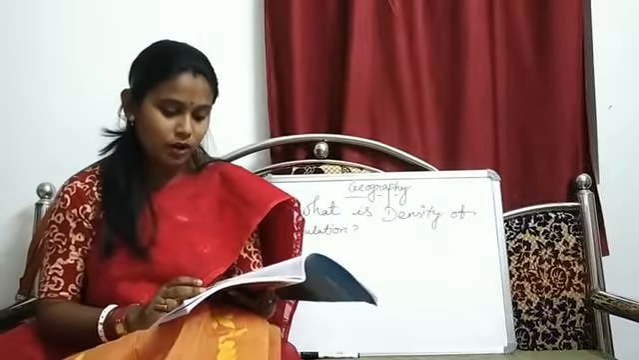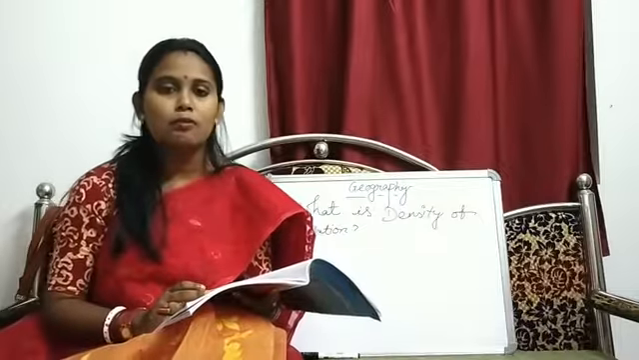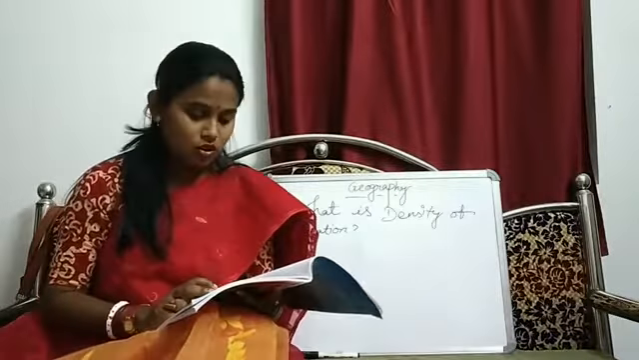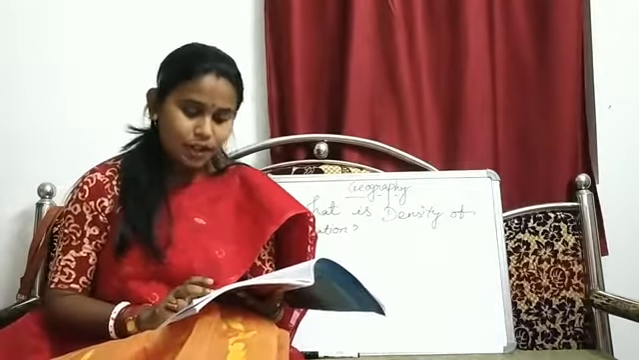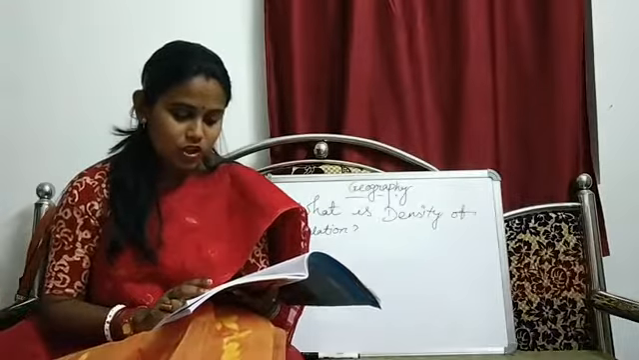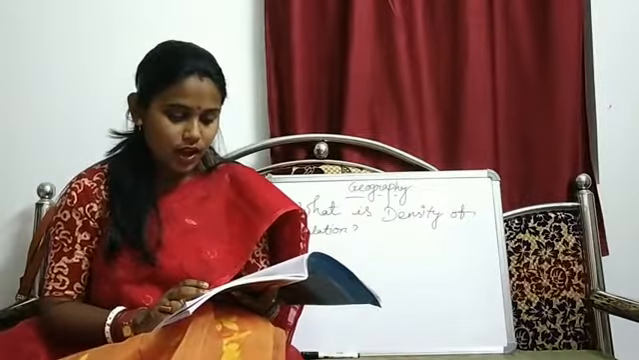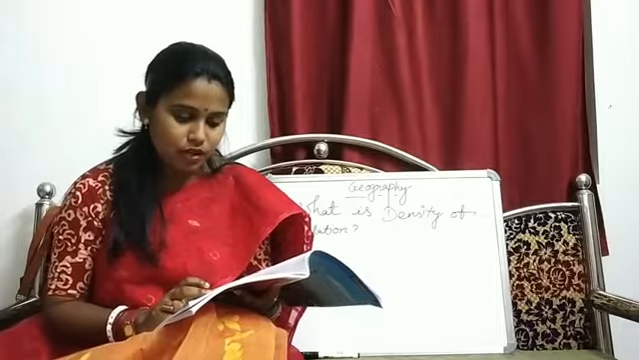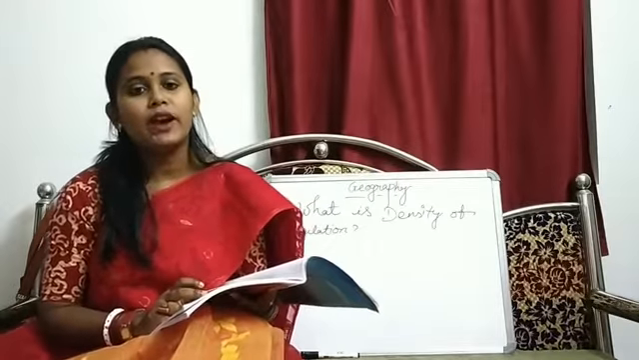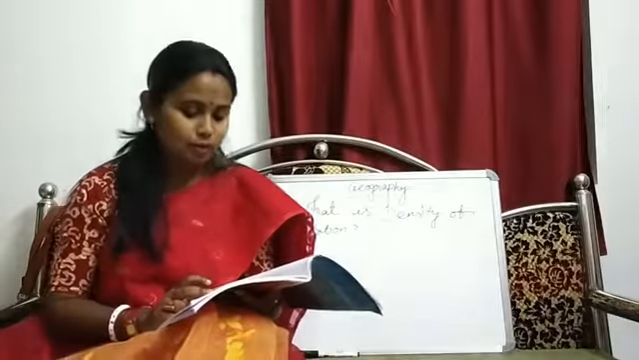Next is growth of population. What is growth of population? Growth of population is the change in the number of people living in a particular area between a specific time. Population growth has two components, namely natural growth and induced. The natural growth is analyzed by assessing the crude birth rate and death rate, while the induced component is explained by the volume of inward and outward movement, also known as migration.